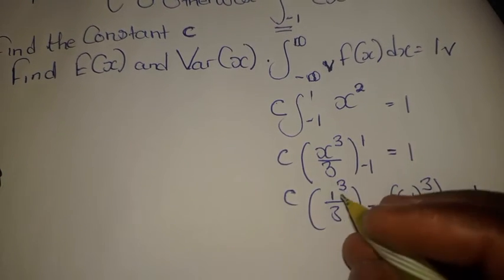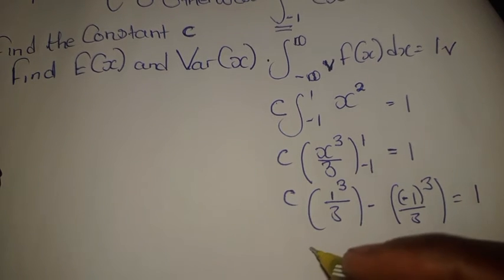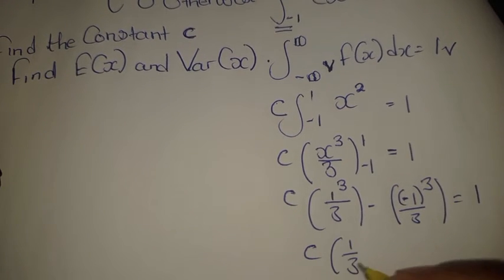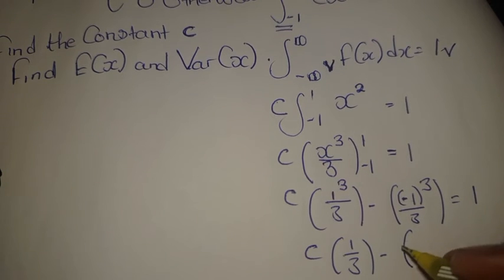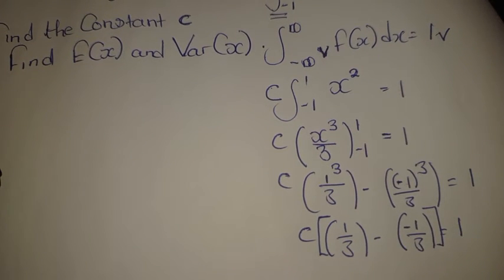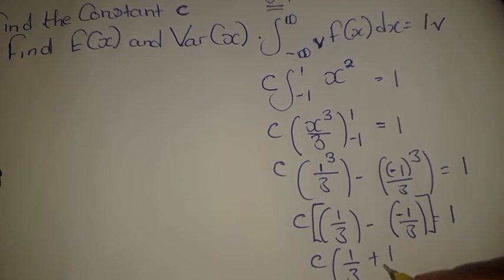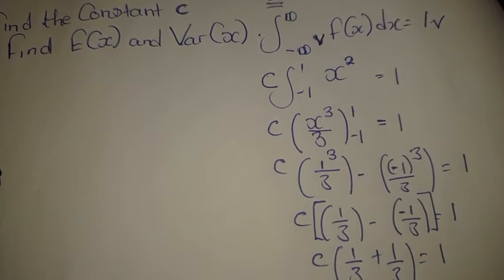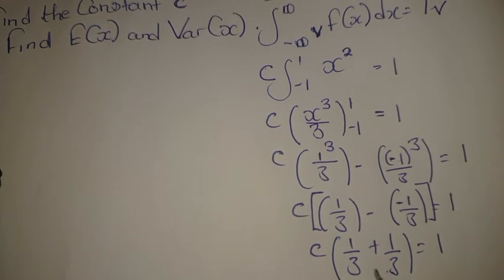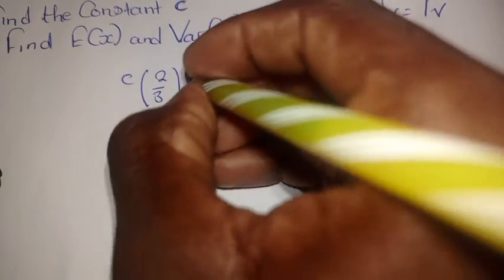So having done that, we know for sure that 1 raised to any power is still 1. So we have 1 over 3 minus (-1 to the power 3, which is -1) over 3 equal to 1. Then we know for sure that negative times negative is positive. So we have 1 over 3 plus 1 over 3 equal to 1. Having done that, we know that if the denominators are the same, just add the numerators. So we have 2 over 3 equal to 1.